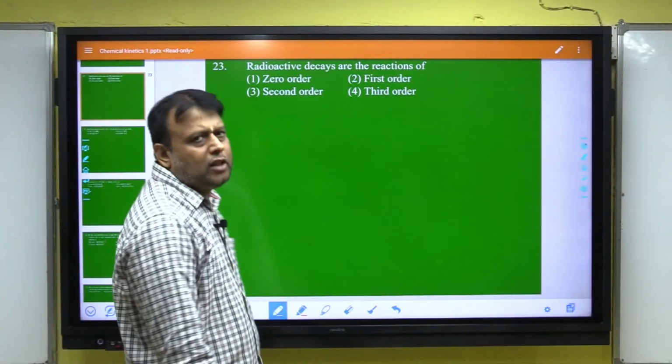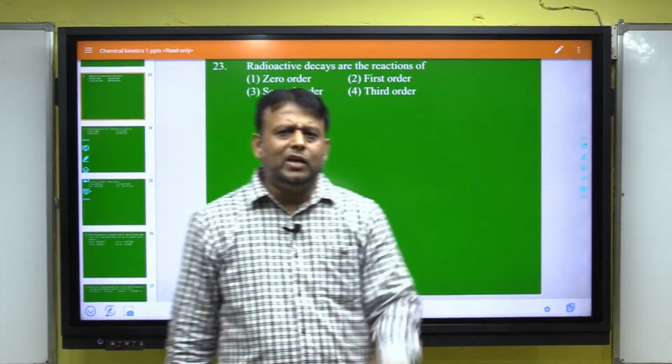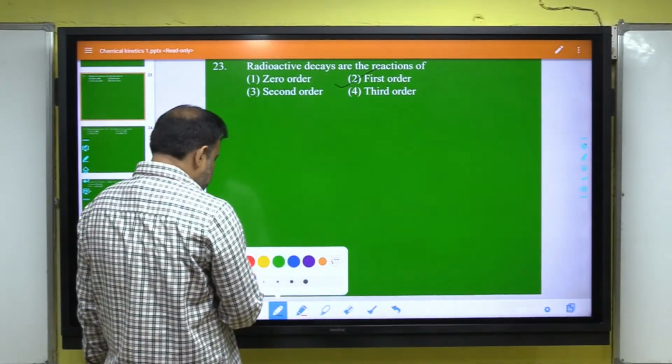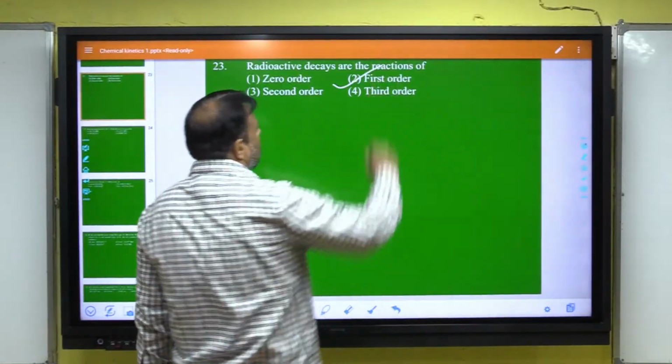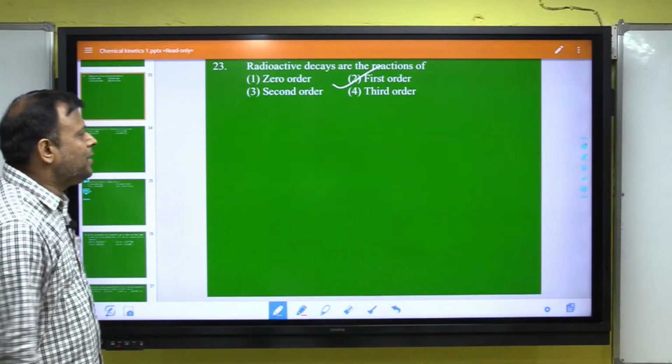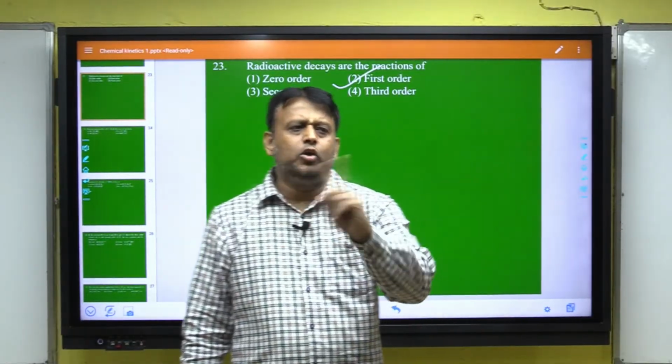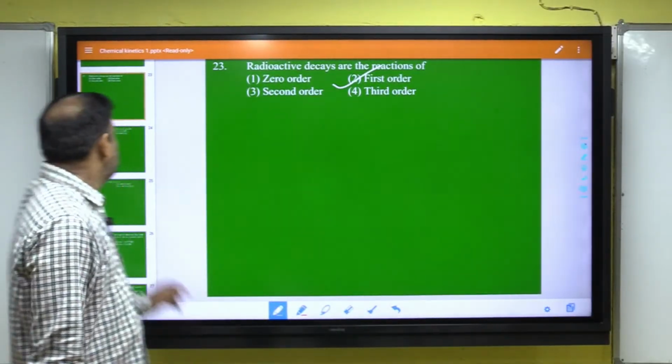Radioactivity, always keep in mind, is a process of first order. Most important for your examination: radioactivity is an example of a first order process.